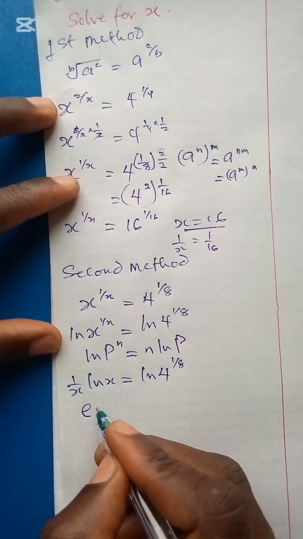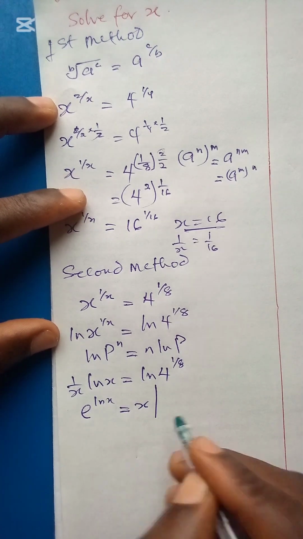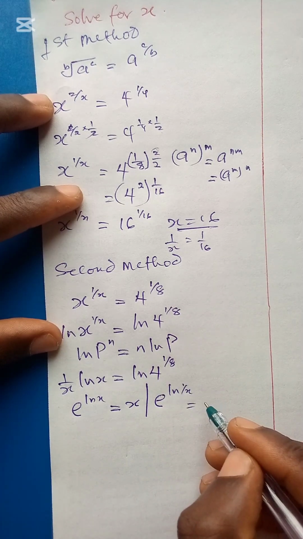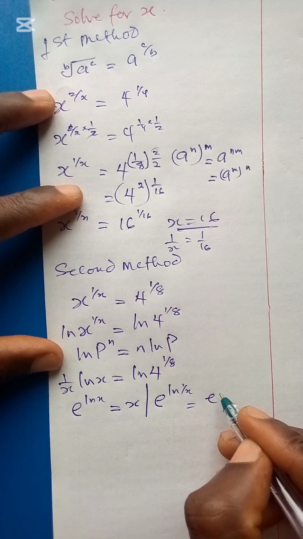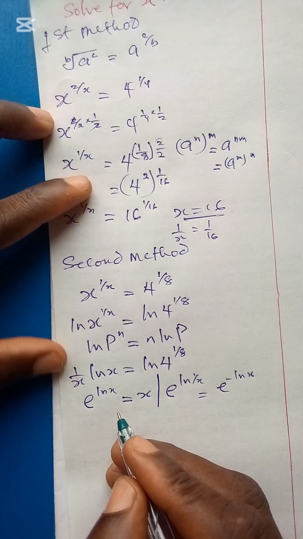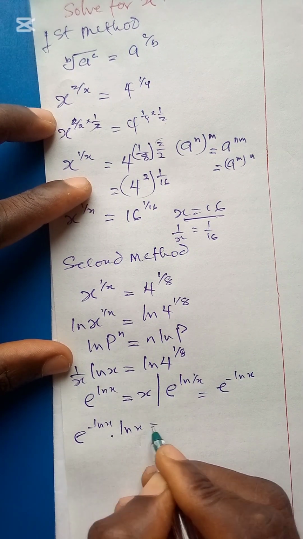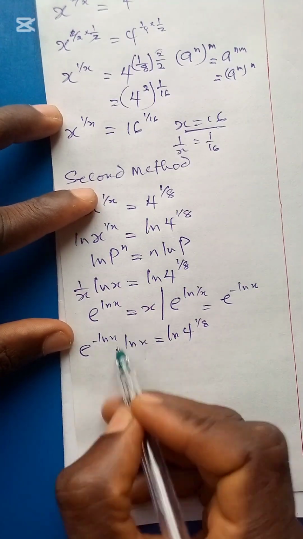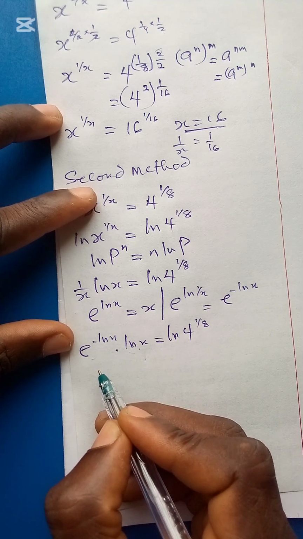There's another way I can rewrite 1 over x. If I have e raised to power ln x, it is the same thing as x. So if I have e raised to power ln 1 over x, it is the same thing as 1 over x. Also, it is equal to e raised to power minus ln x. So I will write this in place of this. That becomes e raised to power minus ln x times ln x is equal to ln 4 raised to power 1 over 8. Now let me write this one first, since multiplication is a commutative operation.